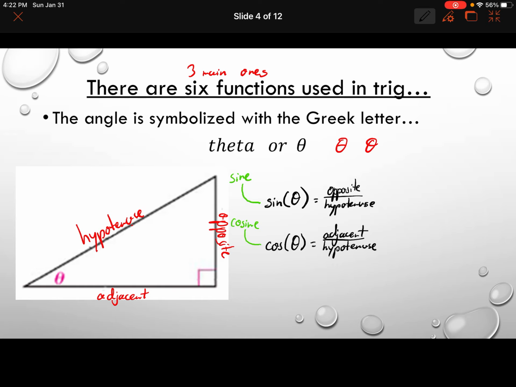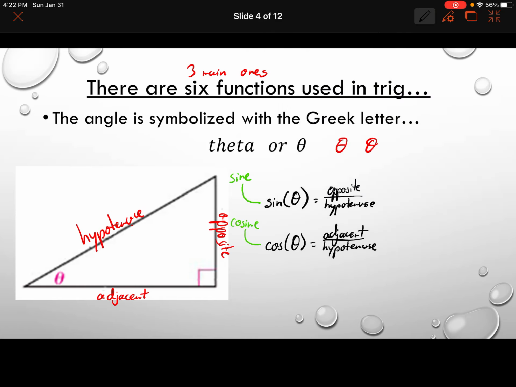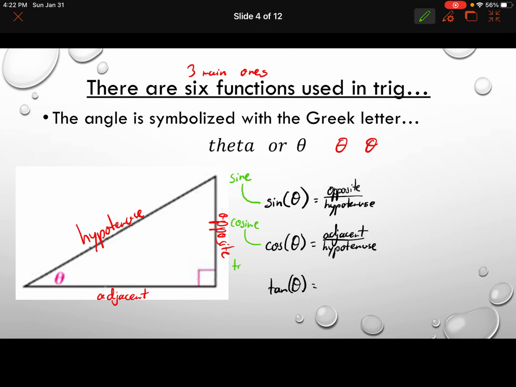And now we have the third one, which is tangent. So tan. It is written as tan, but it is read as tangent. So this is going to be opposite over adjacent.